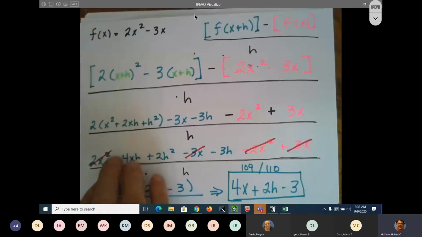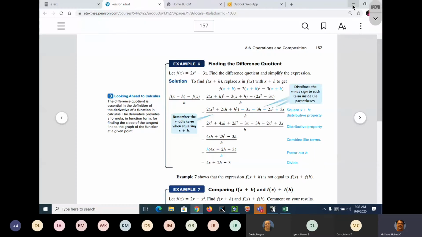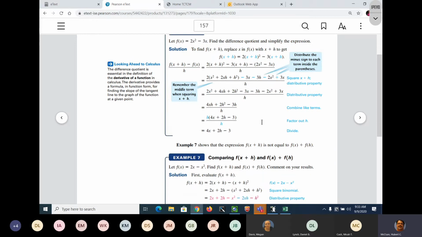So let's do a nerd check to make sure we know what we're doing. Let's see if we got it right. Look there. 4x plus 2h minus 3. We are cooking with peanut oil. I'm sorry, OIL. You didn't say it right, Hubert. Oh, I'm supposed to say it like oil.